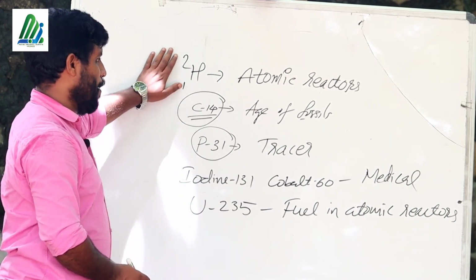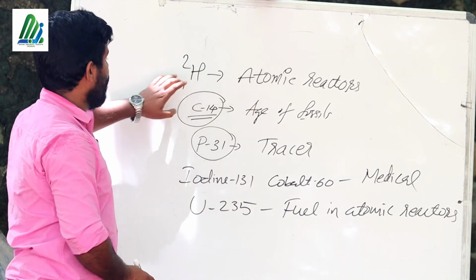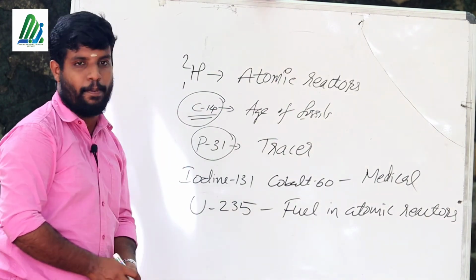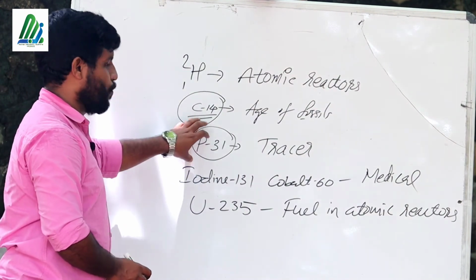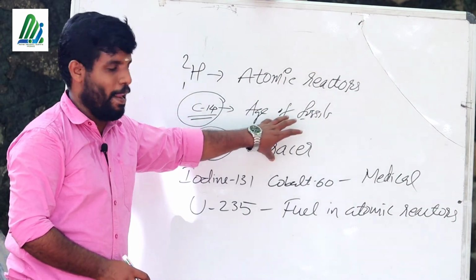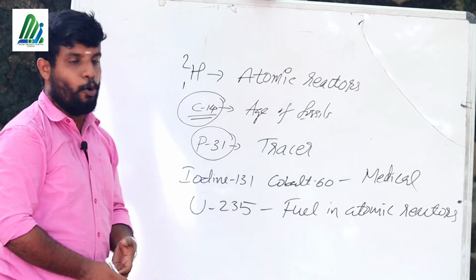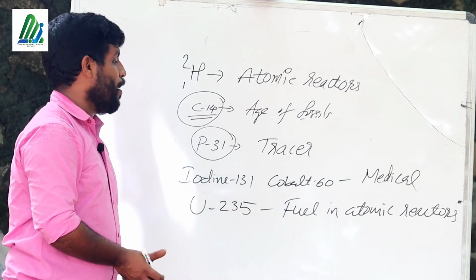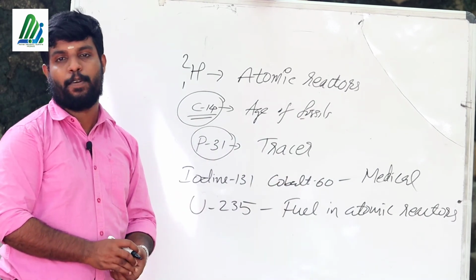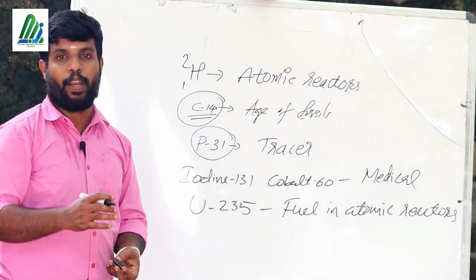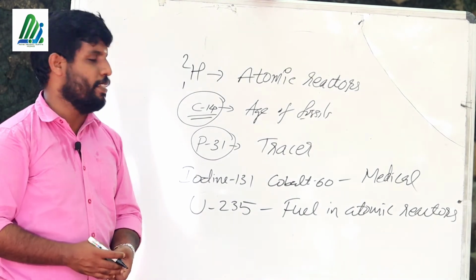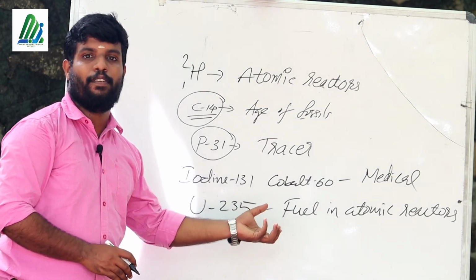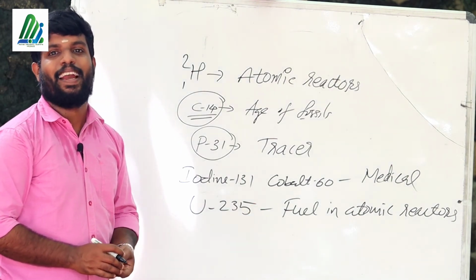First one is deuterium, used in atomic reactors. Another one, carbon 14, is used to find the age of fossils as a part of what? Carbon dating. Another one, phosphorus, is used as a tracer in plants to recognize the transport of nutrients. Then iodine and cobalt are used for medical purposes, for the diagnosis and curing of what? Tumor and cancer like diseases. Then uranium 235 is used as what? It is used as fuel in atomic reactors.